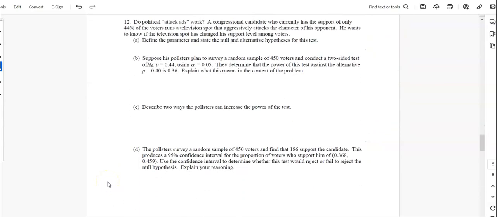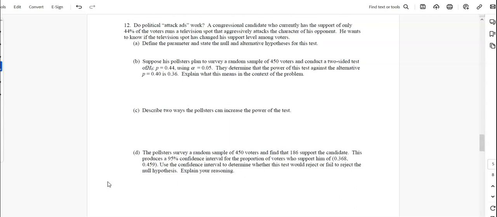Do political attack ads work? Well, we see them sometimes this time of year when there's an election. A congressional candidate who currently has the support of only 44% of voters runs a television spot that aggressively attacks the character of his opponent. He wants to know if the television spot has changed his support level among voters. Define the parameters and state the null and alternate hypothesis for this test.